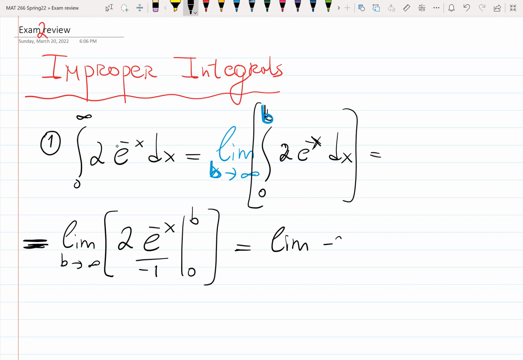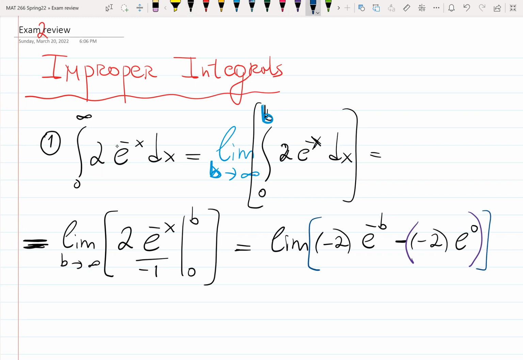So it's going to be what? Minus 2 e to the minus b minus (minus 2 e to the 0). Always put parentheses here. That will help you not to screw up the answer. It's actually a very good habit. It will save you lots of lost points in general in the future in math classes. This negative sign will change the sign of the second term. e to the 0 is not 0. Many people make this mistake for some reason. So just reminding you about that.